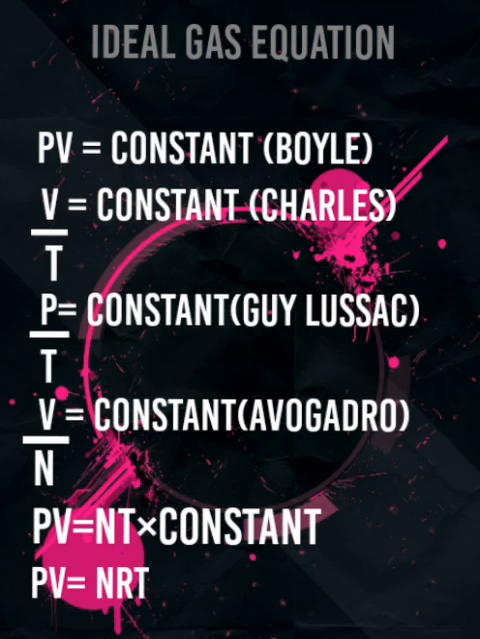According to Boyle's law, PV is a constant. According to Charles' law, V by T is a constant. According to Gay-Lussac's law, P by T is a constant, and according to Avogadro's law, V by n is a constant. So we are going to combine all those four equations, where we will finally get PV is equal to nT multiplied by a constant, or PV is equal to nRT, and this equation is called the ideal gas equation.